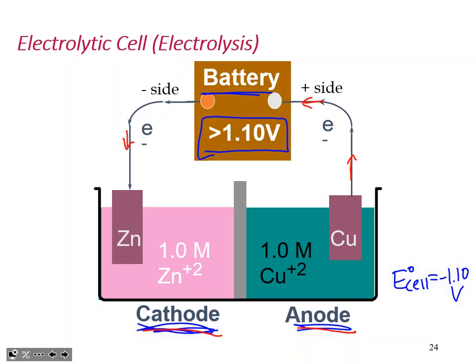So once again, pay attention to the fact that if they give you a battery that does not have enough voltage to overcome the negative E cell value of the electrolytic cell, it's not going to run. So make sure that you have that down and comment on it.